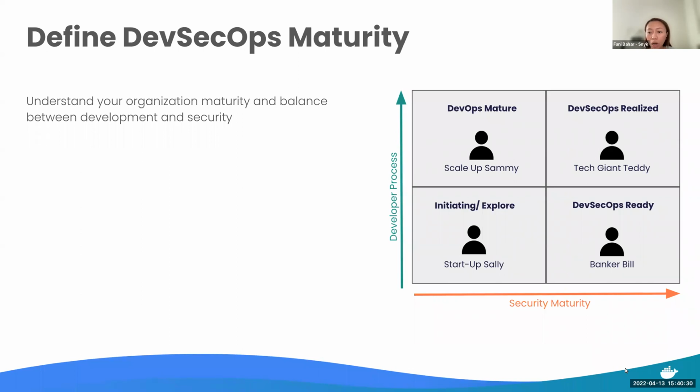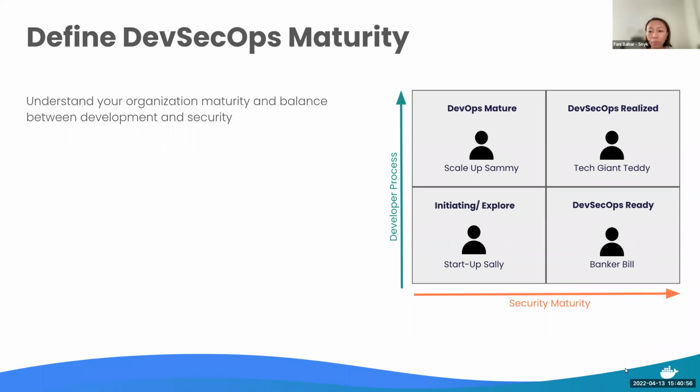Currently we are using two metrics: development process metrics, and also security access. Every organization will have different resources, and you will also have different needs for container security. So by knowing where you are, it's good to come up with the strategy for container security.